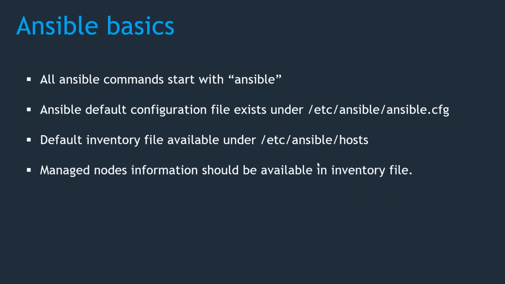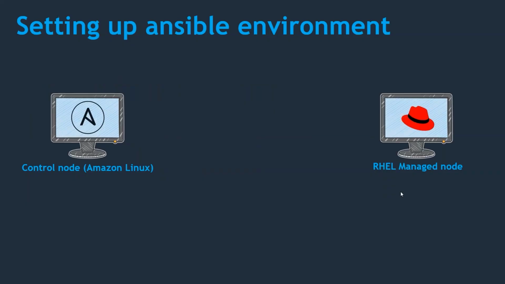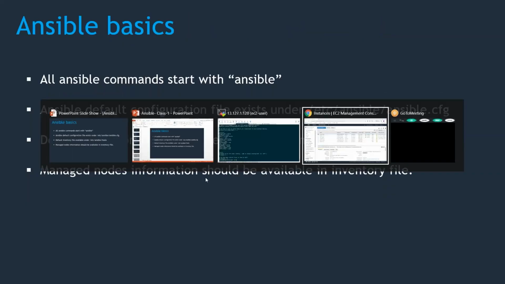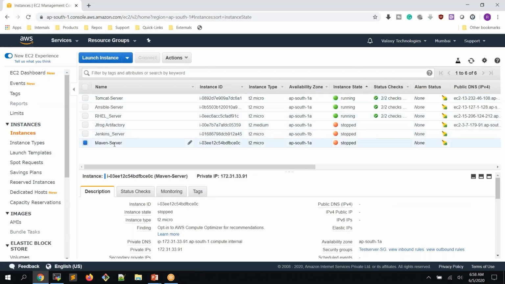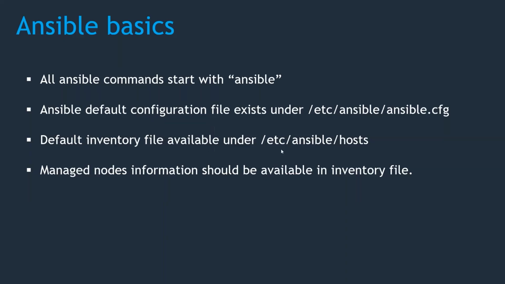Next, managed nodes information should be available in the inventory file. Whatever servers you are managing, those servers should be available in the inventory file, otherwise Ansible cannot manage them. Let's take an example that I want to manage a Maven server as well, for upgrades or some other activities. If this Maven server's IP address is not added in the inventory file, then it is not going to be managed at all. That's the reason it is able to manage only the RHEL and Tomcat servers.